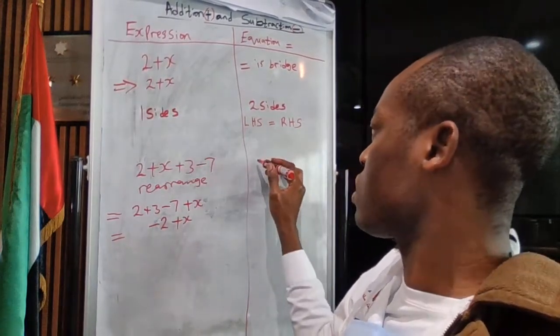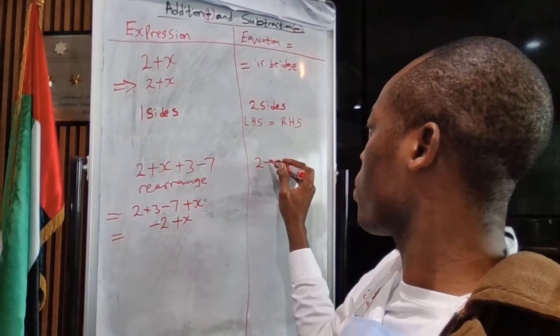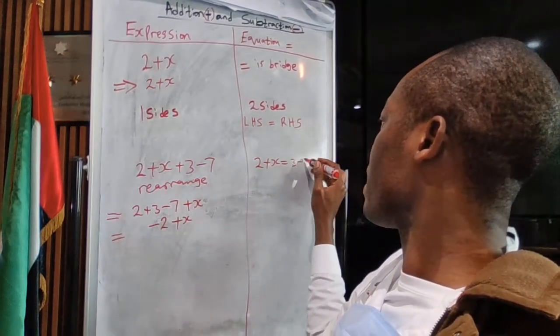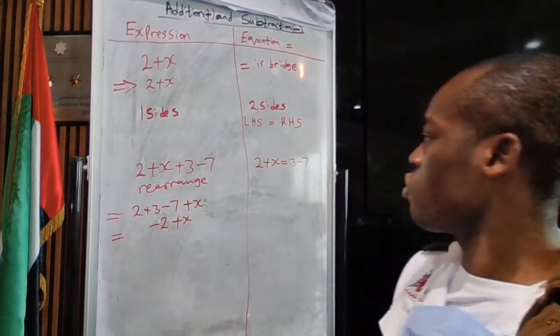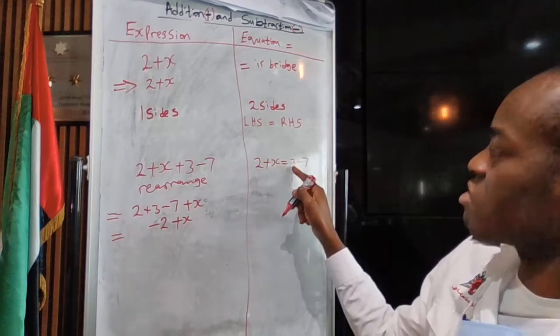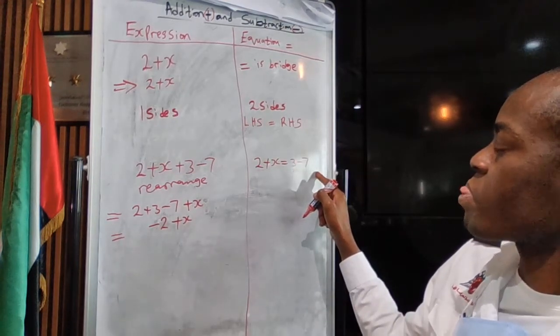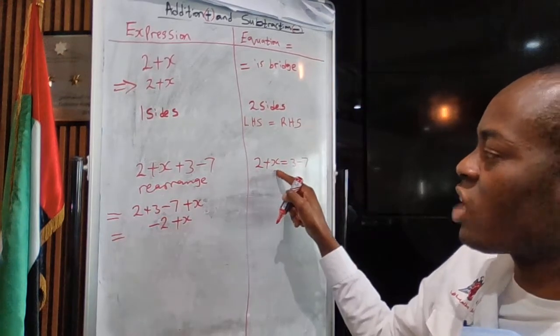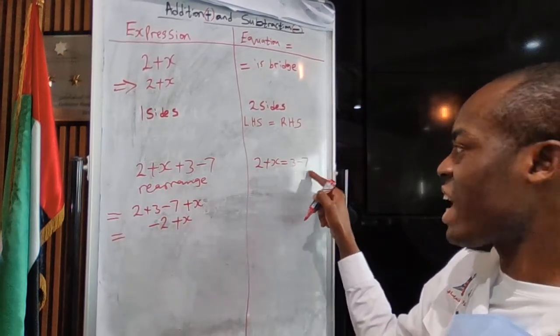Now, let's look at this. Let's compare this question to 2 plus x equals 3 minus 7. If you look at this question very well, there is what? Left-hand side, there is right-hand side. In the left-hand side, we have 2 plus x. They are unlike terms. 3 minus 7, they are like terms.